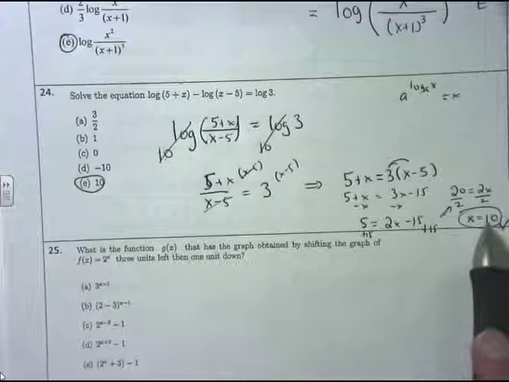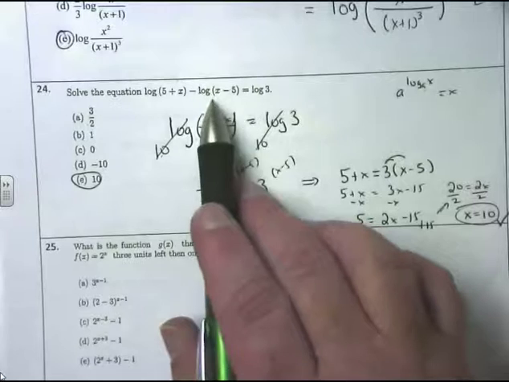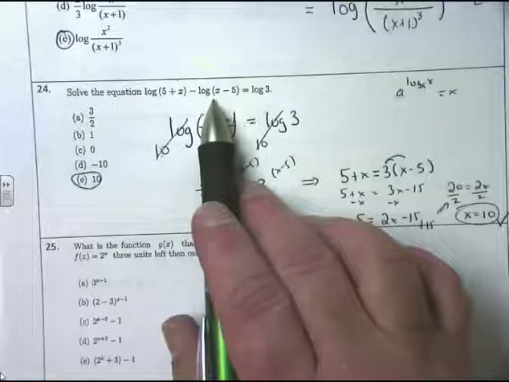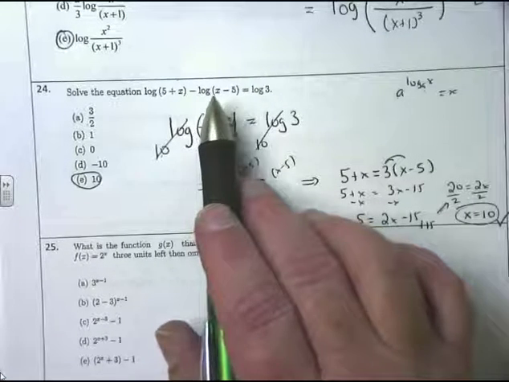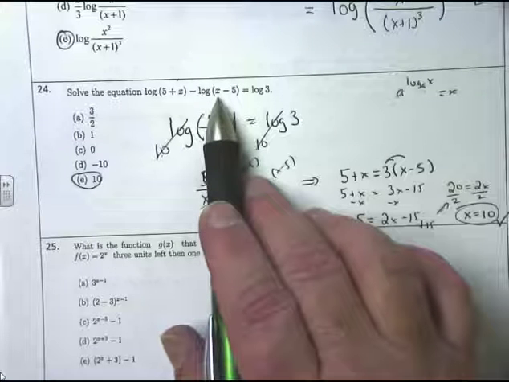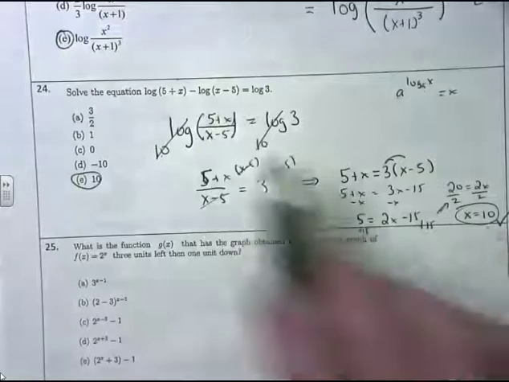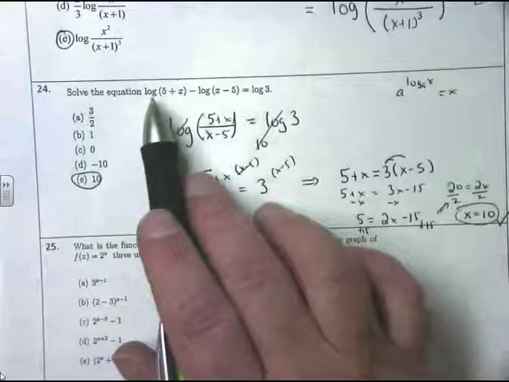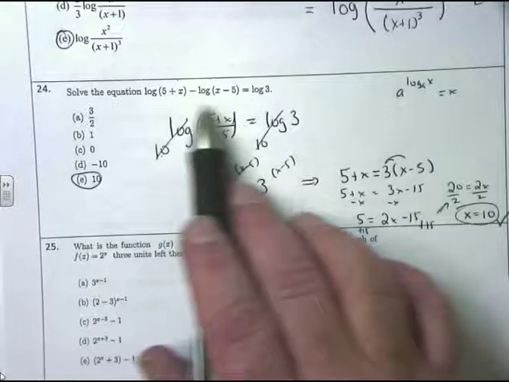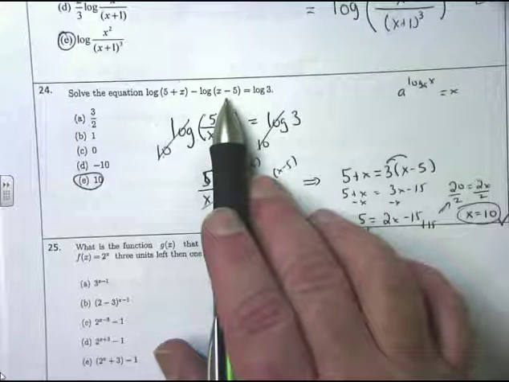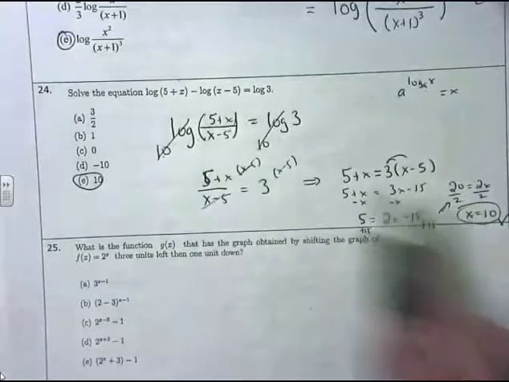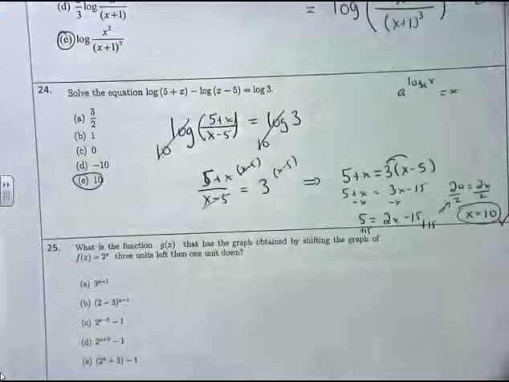But remember, it's a log equation. On every problem on the test and the final exam, when it's a log equation, you got to check your answer. And you're not checking to make sure it's right, you're checking to make sure you're not taking a log of a negative number. So plugging 10 in here, 5 plus 10 is 15, log 15, that's positive, that's fine. 10 minus 5, well that's 5 and that's still positive, so I can plug in 10 into this thing, so it's fine.